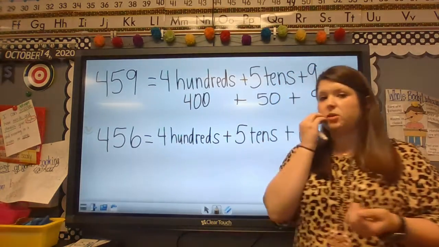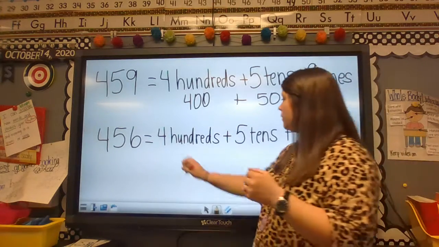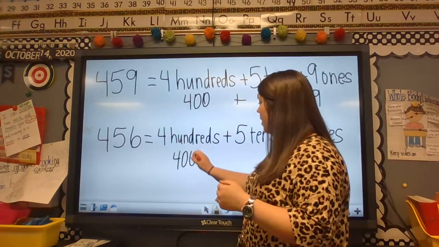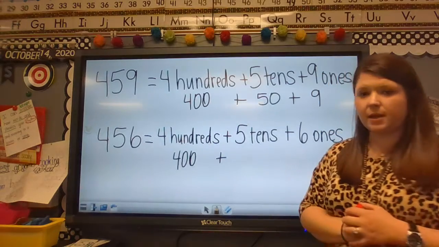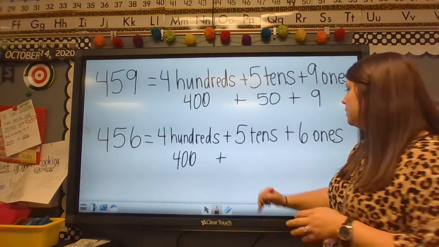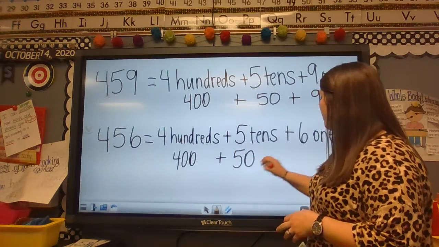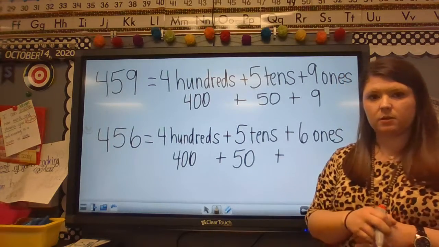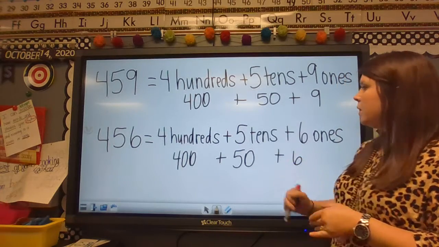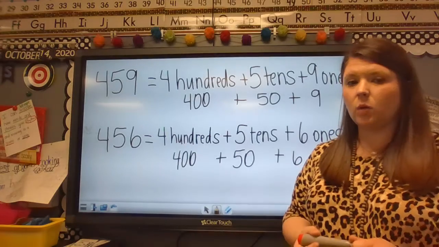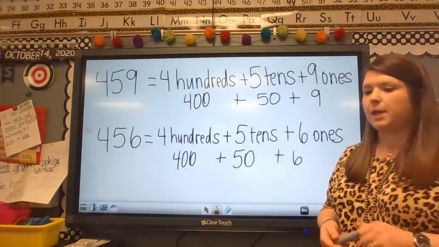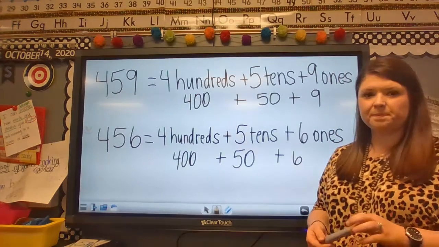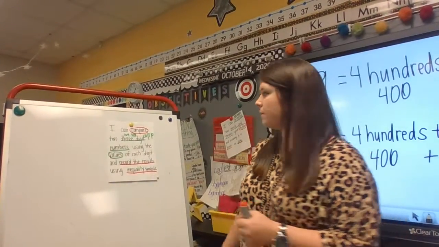How much is 4 hundreds? 400. How much is 5 tens? 50. And how much is 6 ones? 6. So 456 equals 400 plus 50 plus 6. All right, now let's go ahead and focus on our learning target.